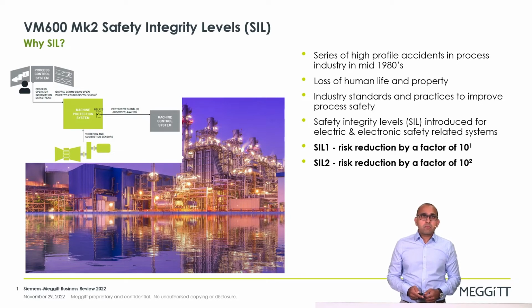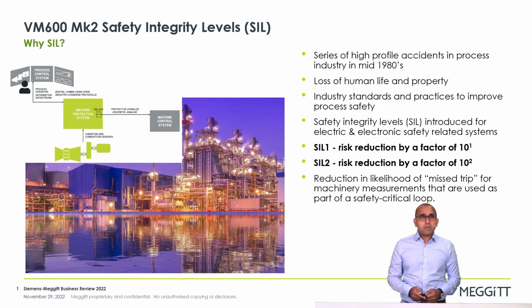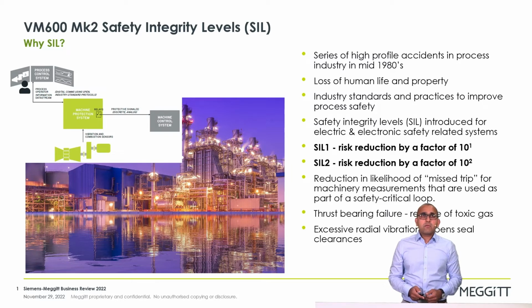SIL 1 would mean that the risk is reduced by a factor of 10. SIL 2 would mean the risk is reduced by a factor of 100. What does this really mean? This means a reduction in the likelihood of a missed trip for the machinery measurements that are used as part of a safety critical loop. To give you an example, a thrust bearing failure, if it goes undetected, results in the release of toxic gases. Even excessive radial vibration failures will open up seals, resulting in the release of toxic gases.